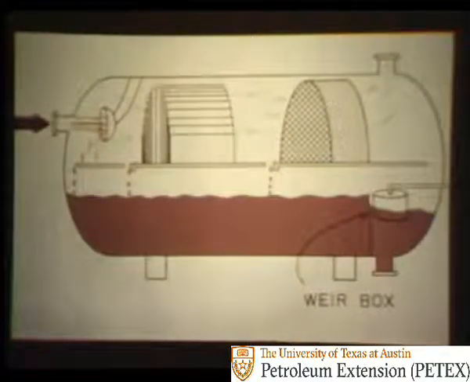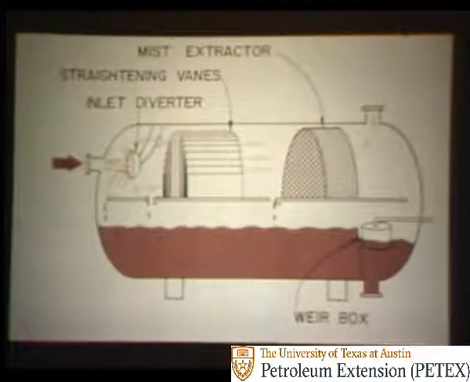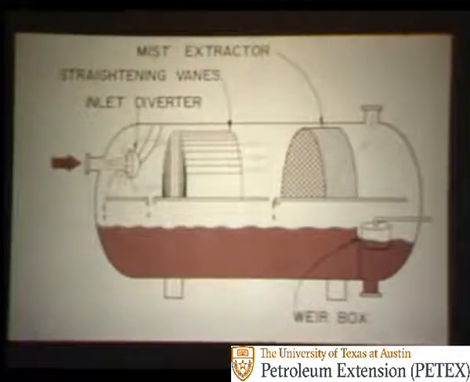The separator will have some means of reducing liquid turbulence in the main body so that proper separation may take place. This is accomplished with baffling or weir boxes. These features also provide a calm area in the vessel for the operation of level controls. This completes the list of the major internal features of a separator.